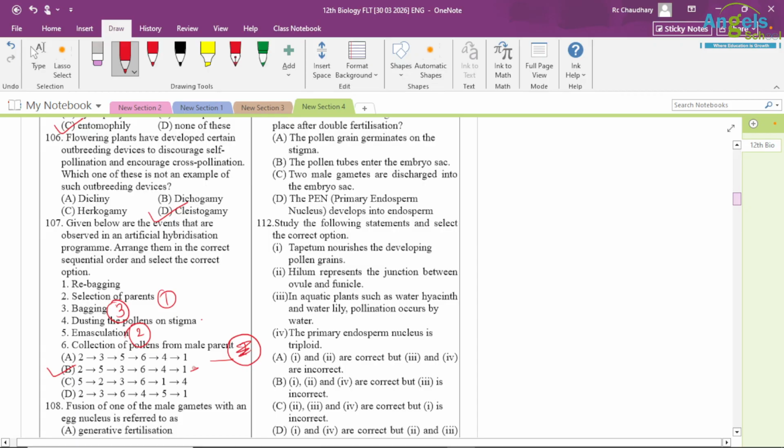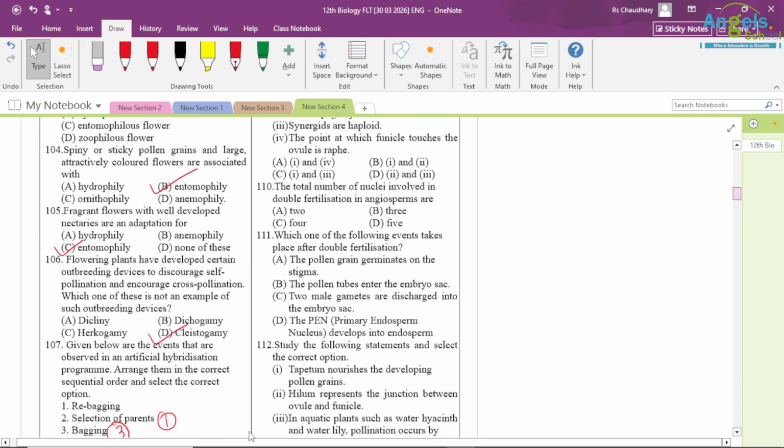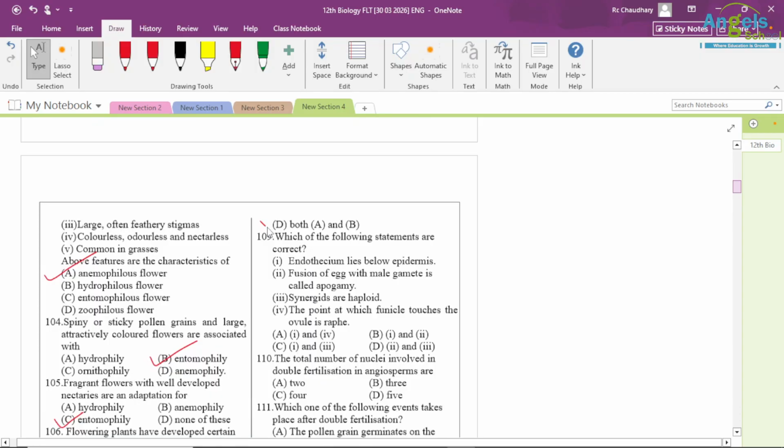Question number 108. Fusion of one male gamete with an egg nucleus is referred to as? So fusion of male gamete with egg nucleus is known as generative fertilization as well as syngamy. Okay, so option D is correct.